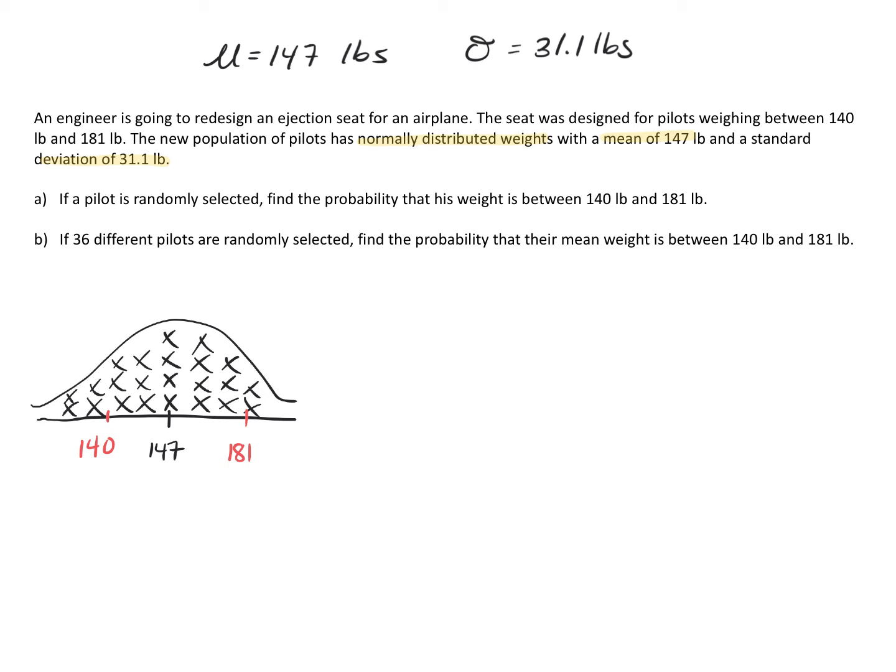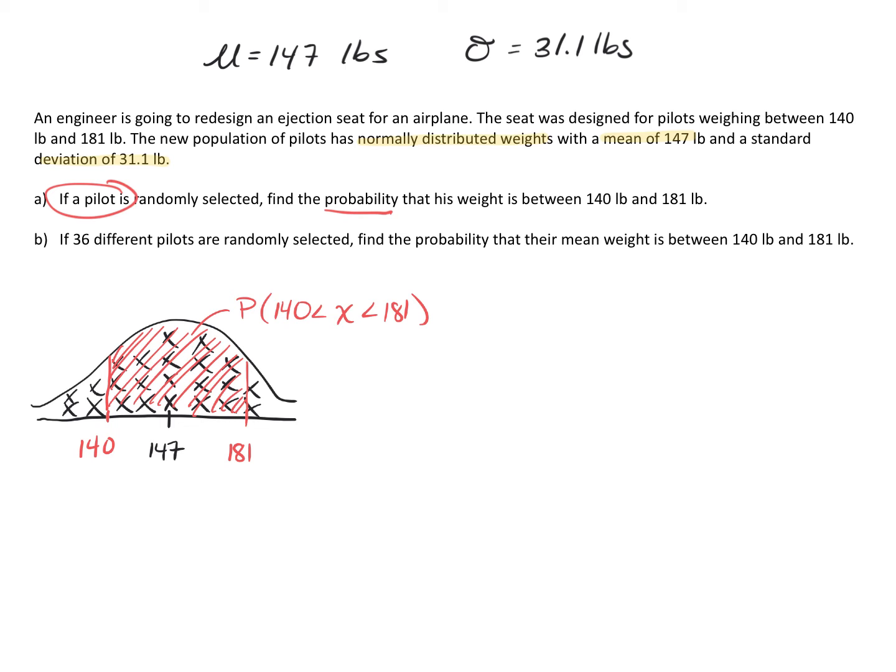And so question A wants us to find the probability that one randomly selected pilot, selected from this distribution, is between 140 and 181 pounds. That probability is represented by the red shaded region under the curve, which I shaded in red here. If we can calculate that area under the curve, this area gives us the probability that one, and I'm emphasizing one here, randomly selected pilot weighs between 140 and 181 pounds.